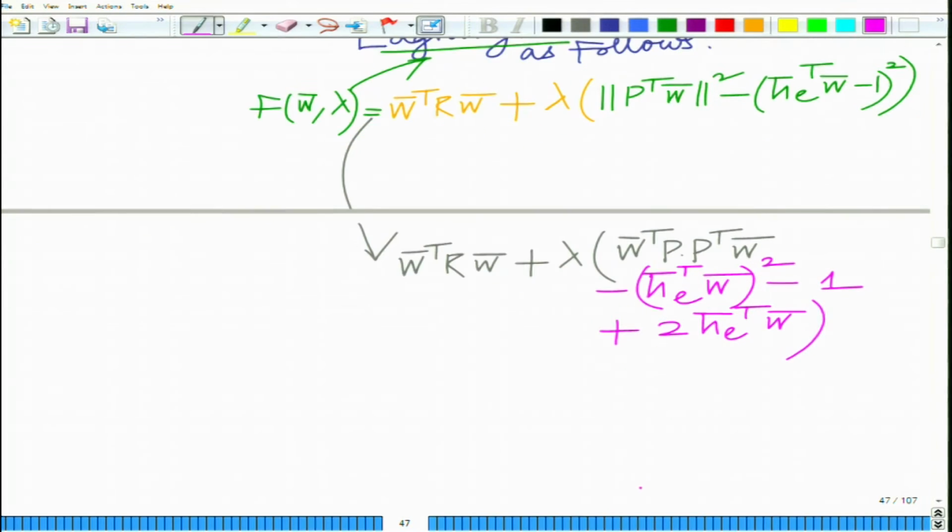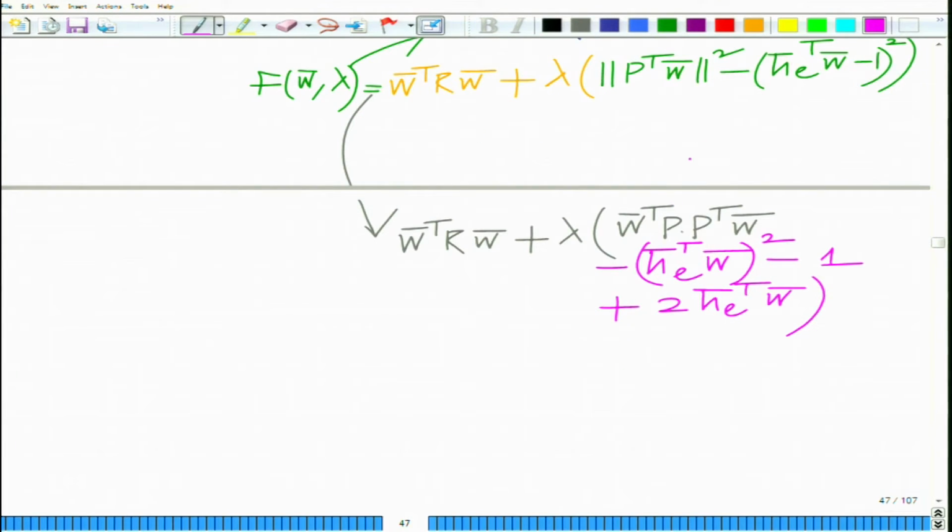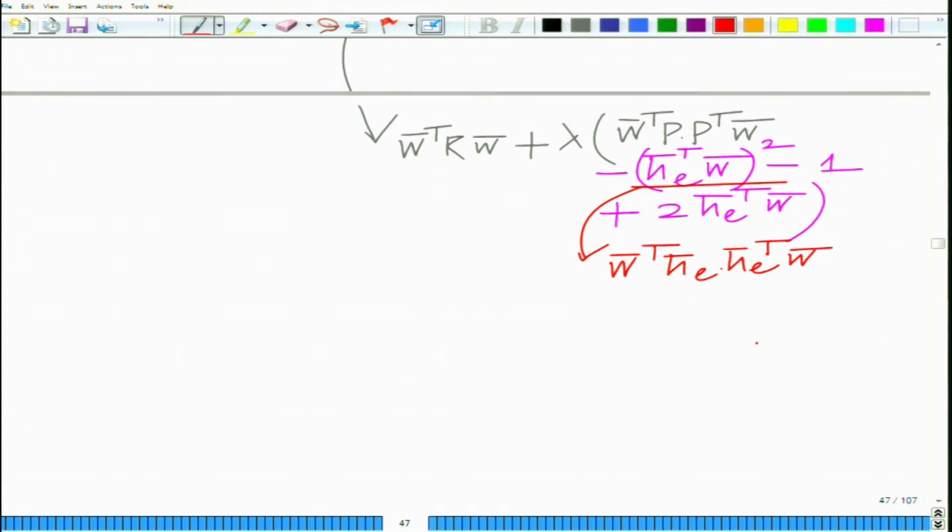Okay. And further, this H bar E transpose W bar is a scalar quantity. So, I can write this as W bar transpose H bar E, that is transpose of the vector times itself. So, W bar transpose H bar E times itself, or basically you can also say this is the magnitude square of this. Both these quantities are equal. So, I can write this as a scalar quantity, as transpose of the quantity times itself. So, that is W bar transpose H E bar times H E bar transpose W bar.